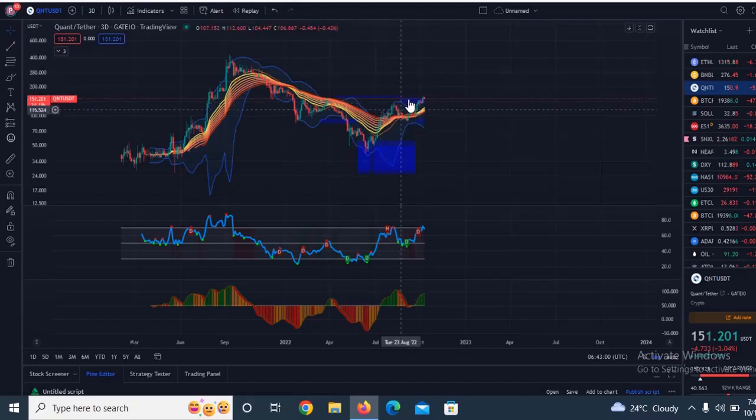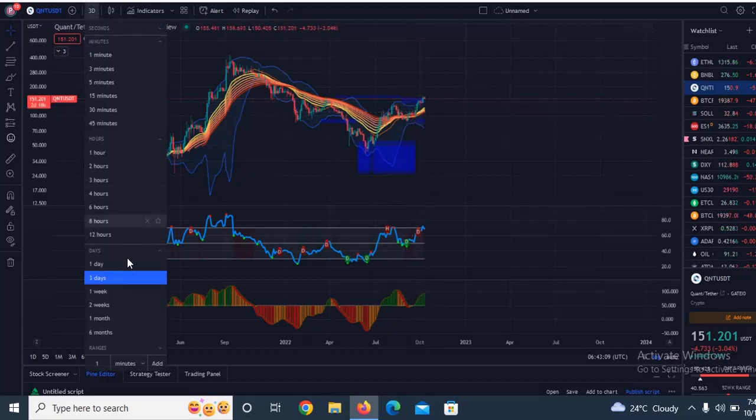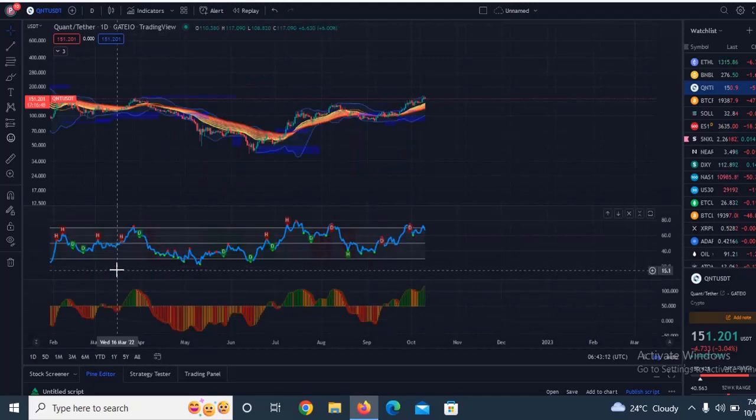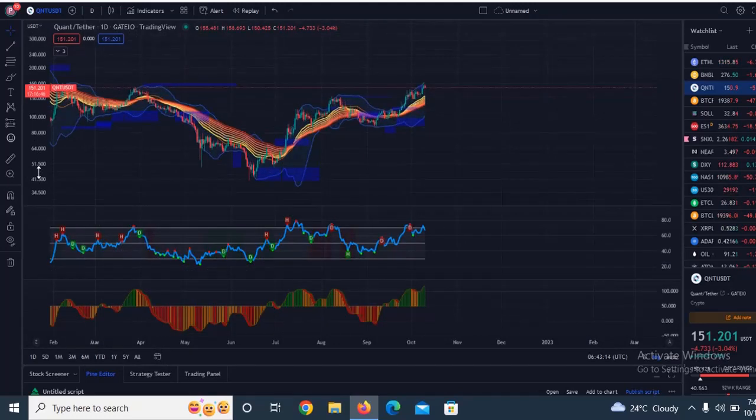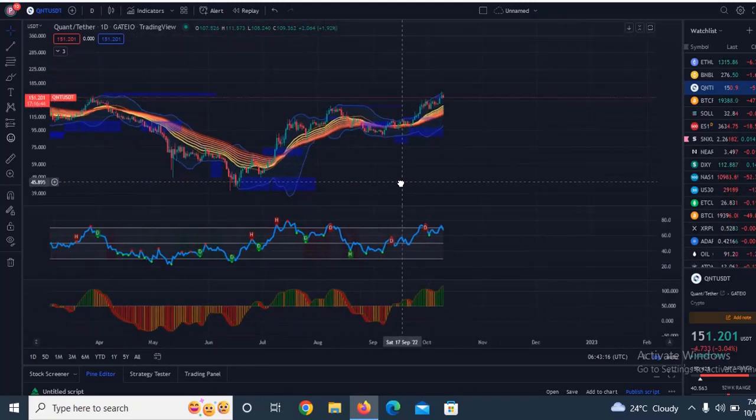As you can see, we flipped bullish on the 3 days, and flipping bullish on the 3 days, whoa, it's going to be an epic run for Quant. Same thing on the daily. We flipped bullish on the daily at around 114, and since then we've been bullish.